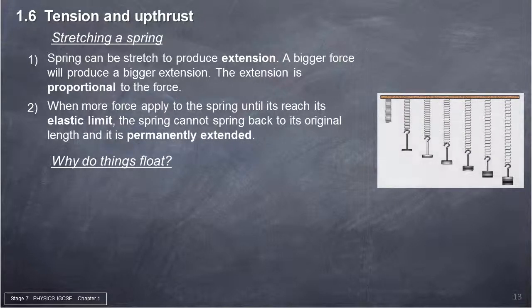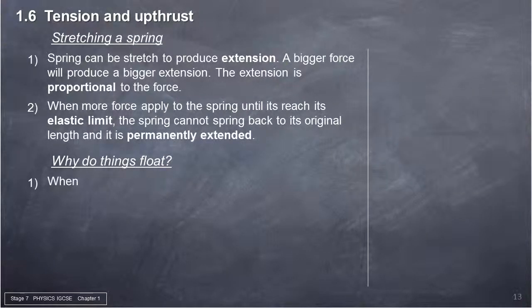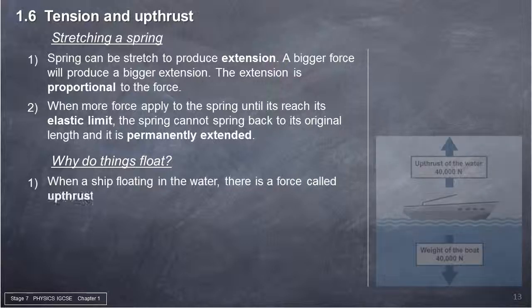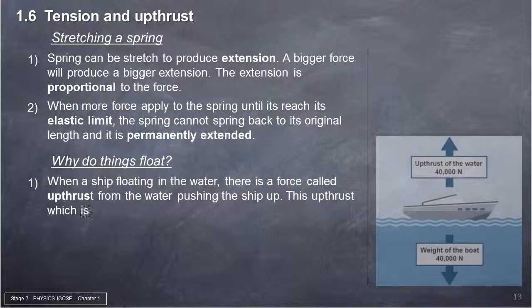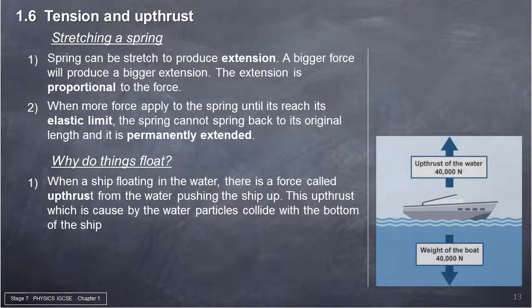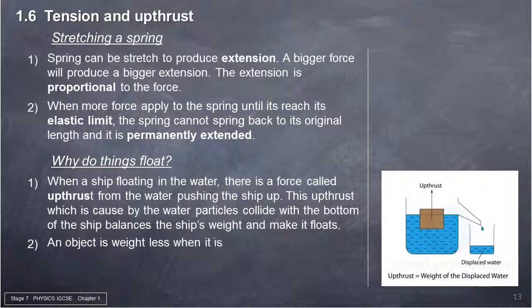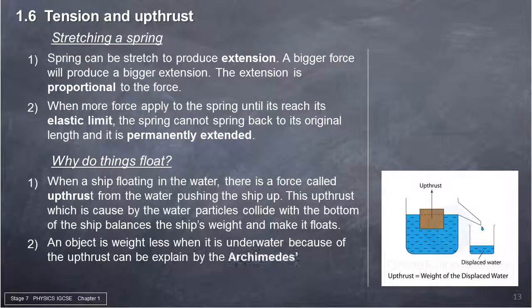Why do things float? 1. When a ship is floating in the water, there is a force, called upthrust, from the water pushing the ship up. This upthrust, which is caused by the water particles colliding with the bottom of the ship, balances the ship's weight and makes it float. 2. An object is weightless when it is underwater because of the upthrust, which can be explained by the Archimedes principle.